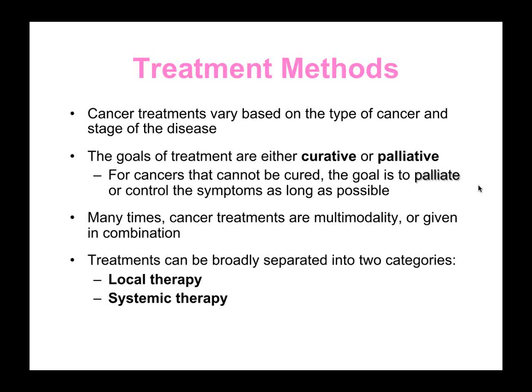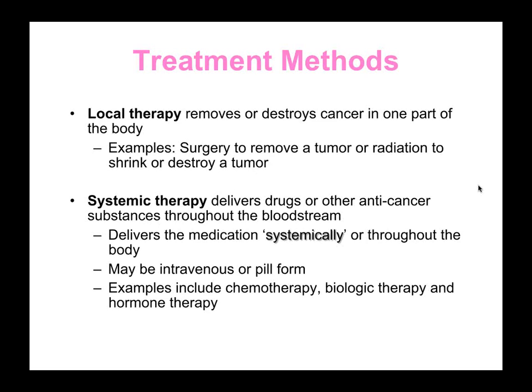Many times, cancer treatments are multimodality, and that just means that they're given in combination, and they can be broadly separated into 2 categories, either local therapies or what we describe as systemic therapies, and I'll come back and describe what I mean by that. Local therapies basically remove or destroy cancer cells in one part of the body. The 2 big examples of local therapies are surgery to remove a tumor, or radiation that can be given to a localized area in the body designed to shrink or destroy a tumor.